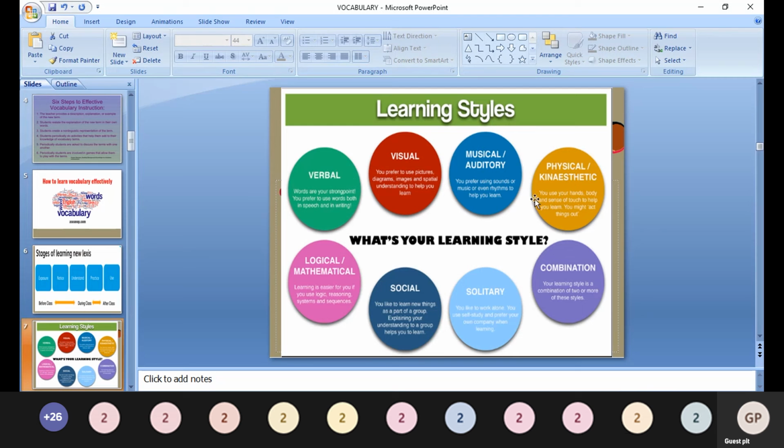Next one, physical or kinesthetic. You use your hands, body, and sense of touch to help you learn. You touch things. When you say soft, however you explain how soft could be, unless you touch it, you don't know the meaning of soft, isn't it? Only when you touch, you know, okay, this is soft. If I say very spongy and cozy, like wool, unless you have touched wool or something soft, you won't know.